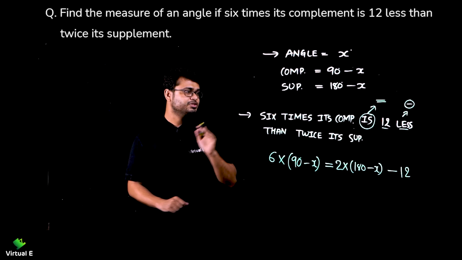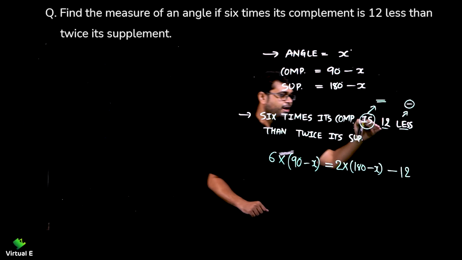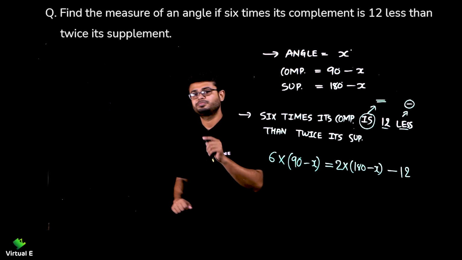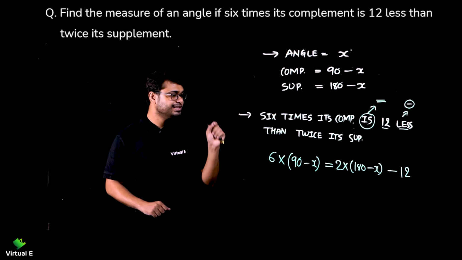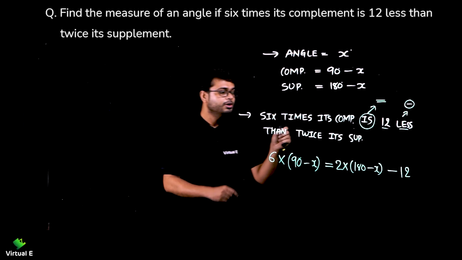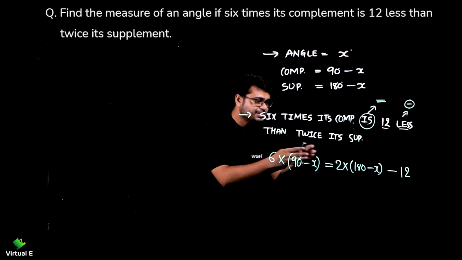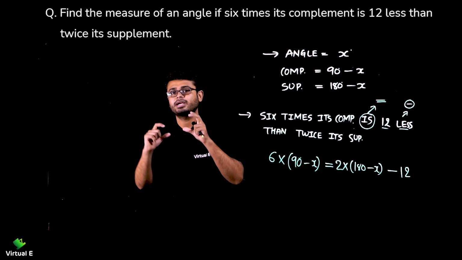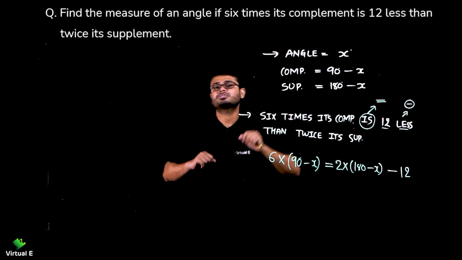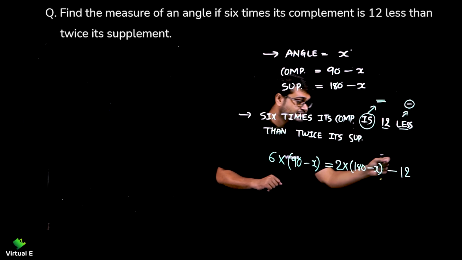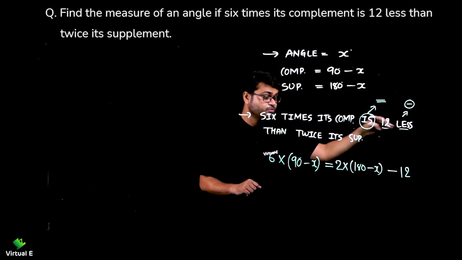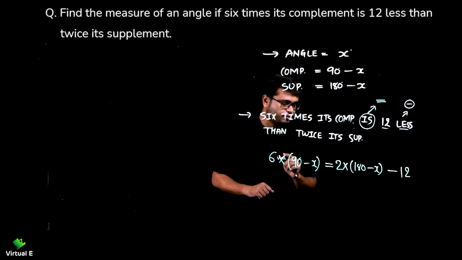Remember, students generally write it like this: 12 minus 2 times 180 minus x. No, it's given 12 less than, right? We need to take 12 less than a specific quantity. From that quantity you need to subtract the 12. Don't mention that subtraction part first. Students do write 12 minus whatever, but that's the incorrect equation.